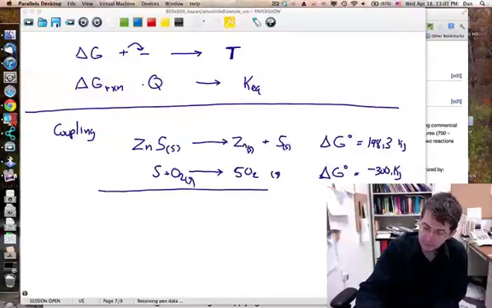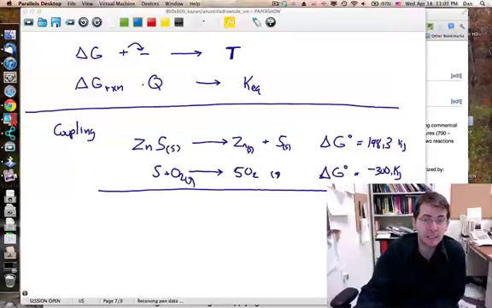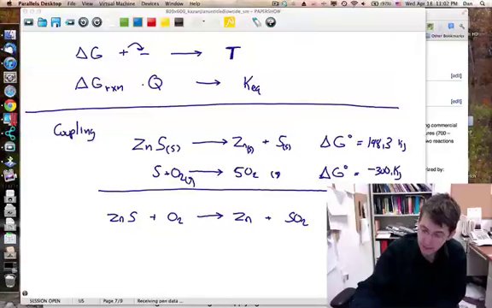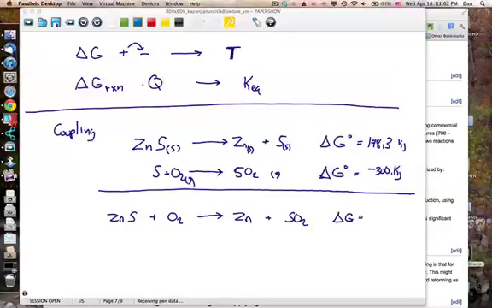But as we saw with our earlier thermodynamics, we can add these two reactions together to create a new reaction. Zinc sulfide plus oxygen goes to zinc plus SO2, where the sulfurs cancel. It turns out that the delta G of this reaction is just the sum of the other two. This is Hess's law. And we can use that to find the delta G of this reaction, and it comes out to negative 101.8 kilojoules per mole.